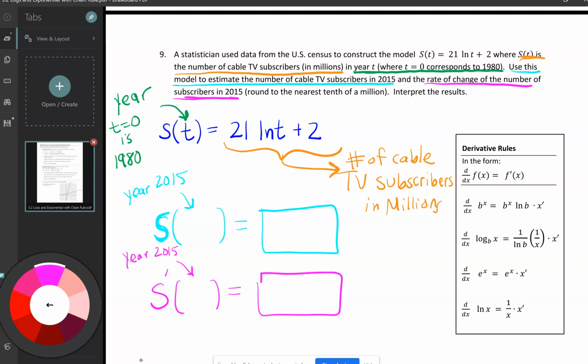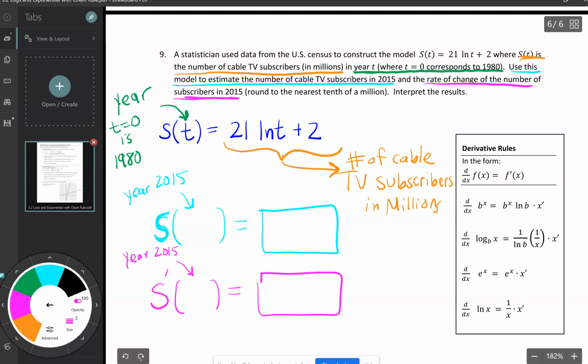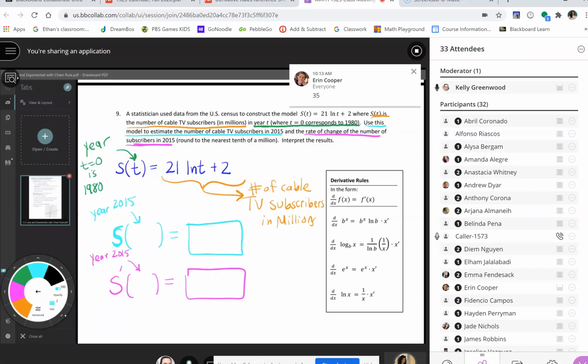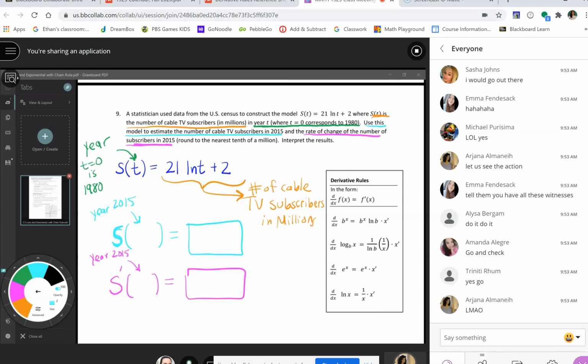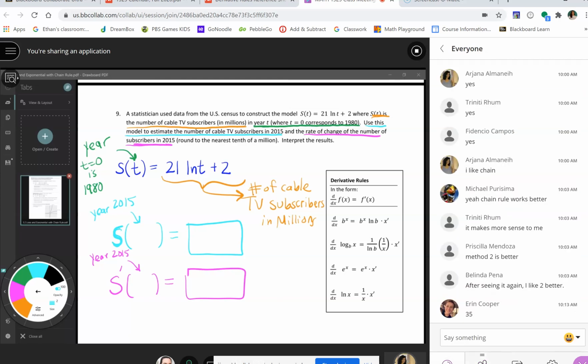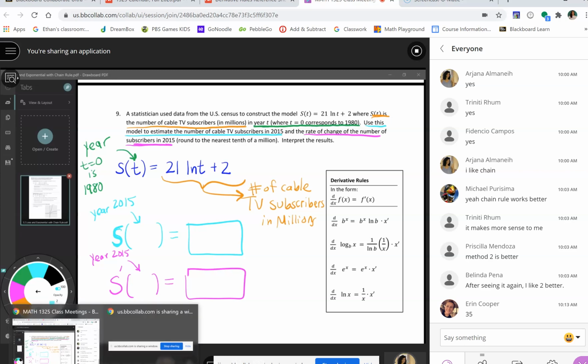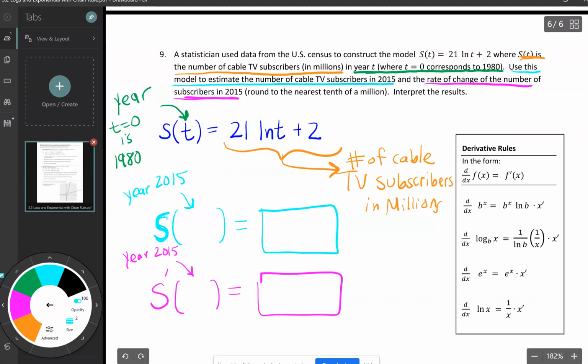So first of all, what's the year 2015? What am I really going to plug in? Am I going to plug in 2015 into that? No, right? I'm not going to plug in 2015. I need to figure out how many years after 1980 2015 is. So how many years is that when we do the subtraction? It's going to be 35? Yeah, 35, yes. So we're actually plugging in 35 years as my input.